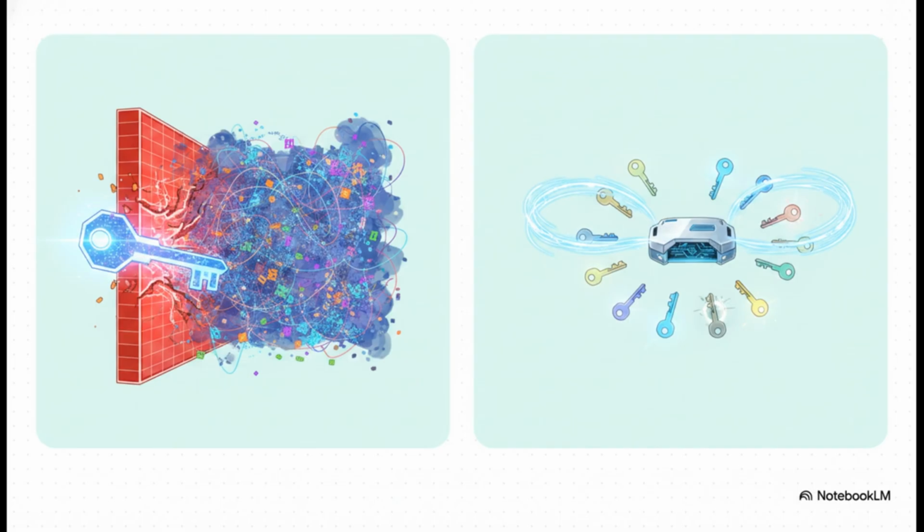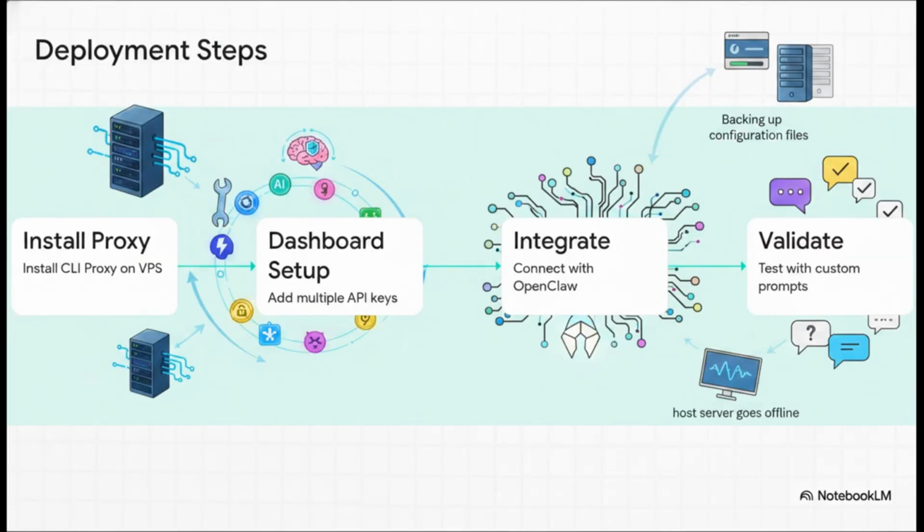If one key suddenly maxes out and throws an error, the proxy just temporarily benches it and seamlessly routes traffic to the next available key. Zero downtime during peak hours and maximum throughput when traffic bursts. It's a total game changer. Here is the high-level, 4-step deployment process we're going to follow to get this architecture running. Oh, and quick pro tip before we start. For long-term server maintenance, always back up your proxy configuration files periodically. You absolutely do not want to lose your gateway settings if your host server ever goes offline.